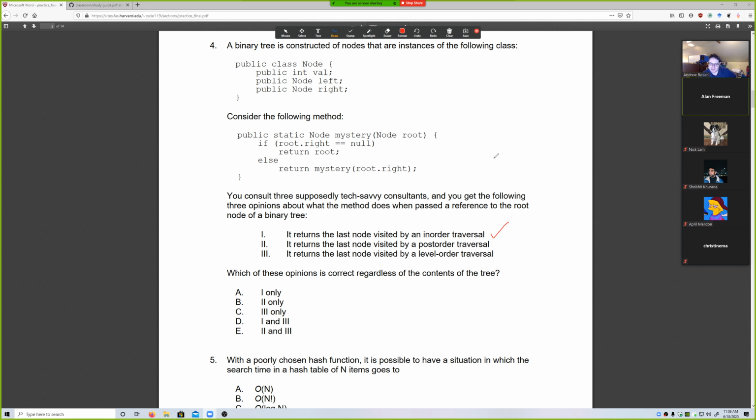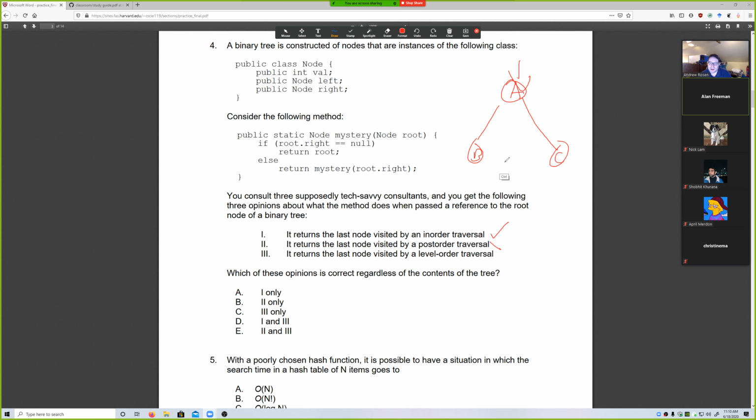I cannot falsify this. So let's try to falsify number 2. It returns the last node visited by a post-order traversal. Pretty easy to do. A, B, C. The last node visited by a post-order traversal is going to be A. Handle my left subtree, handle my right subtree, handle myself. So 2 cannot be correct because the last node visited would be A, but mystery returns C. Does that make sense to everybody?